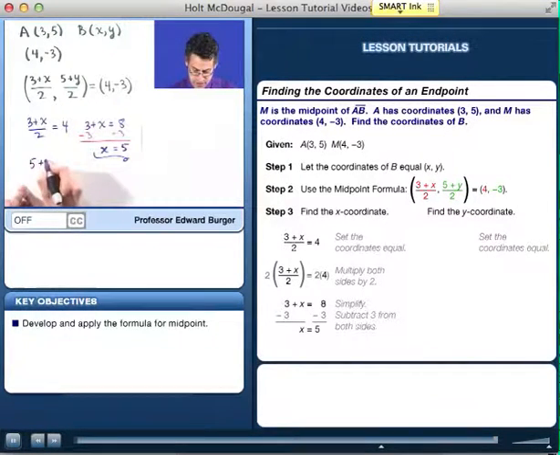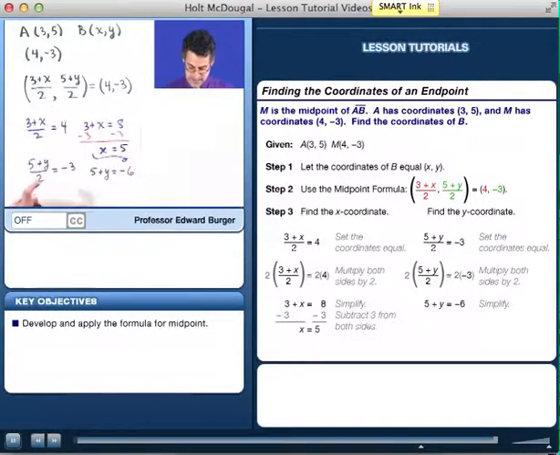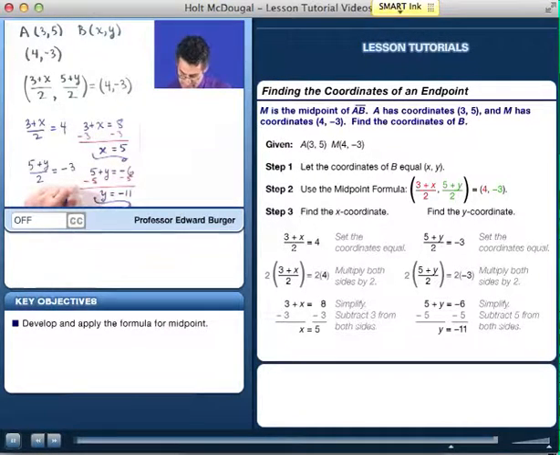I take (5 plus y) divided by 2, and I know that has to equal -3. I multiply both sides by 2 to undo the division by 2, and what I see is 5 plus y equals -6. And now what do we do? Now I subtract this 5 from both sides, and I discover that y equals, are you ready for this? -11.